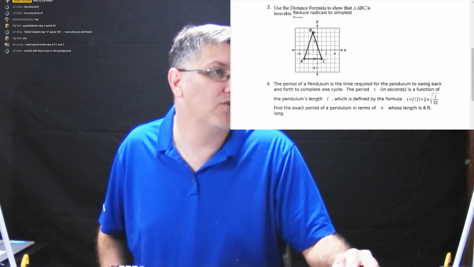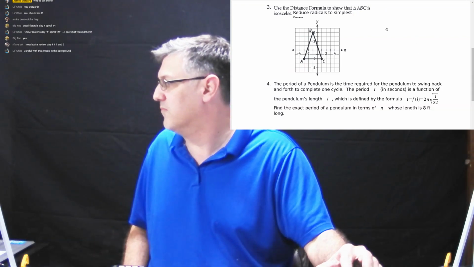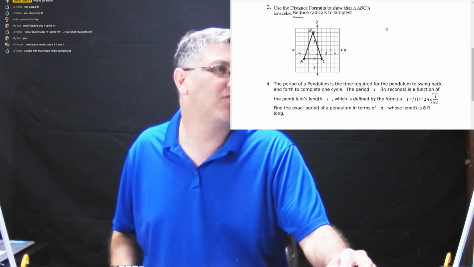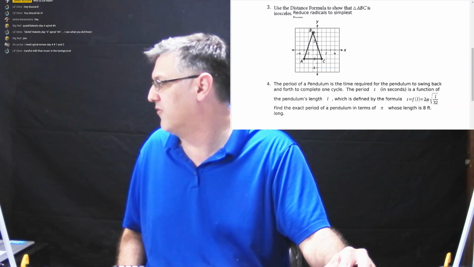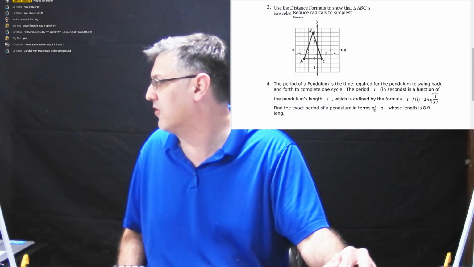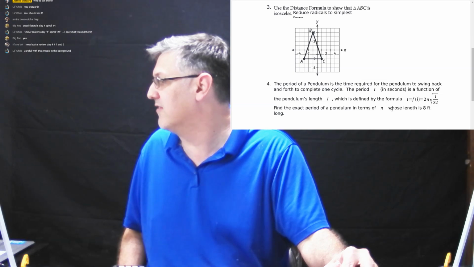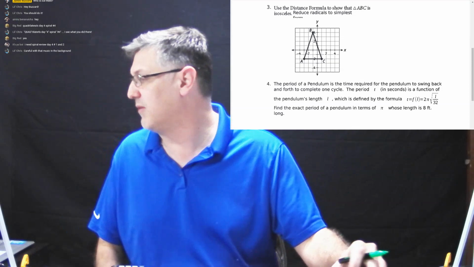Okay, let me pop this up so you can actually see the formula. Display capture. So here's the actual problem itself. What you were actually missing was the formula. T equals 2 pi square root of L over 32. Find the exact period of a pendulum in terms of pi when the length is 8. So this is actually pretty straightforward.